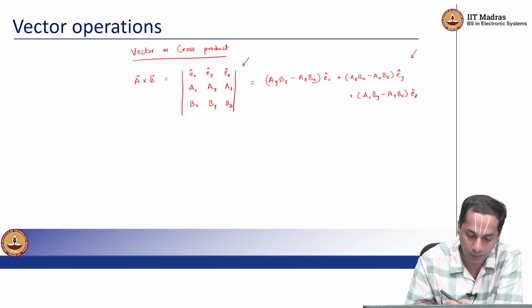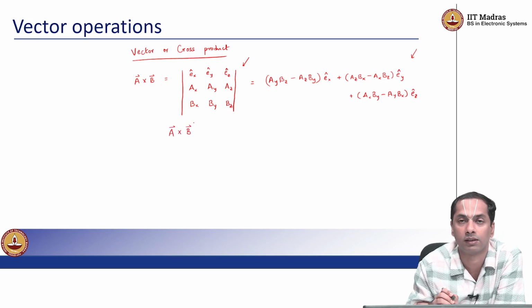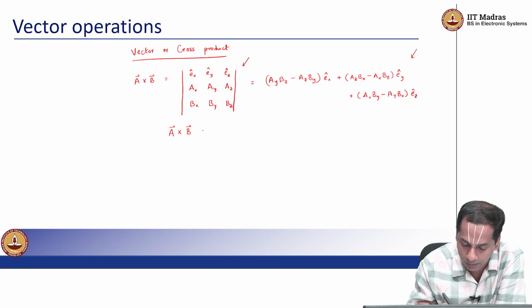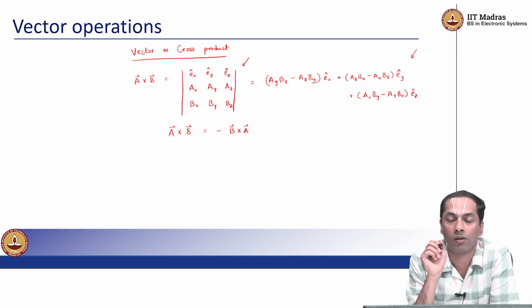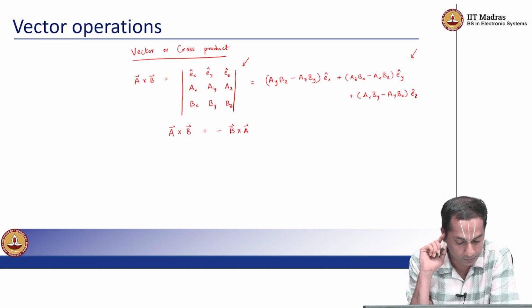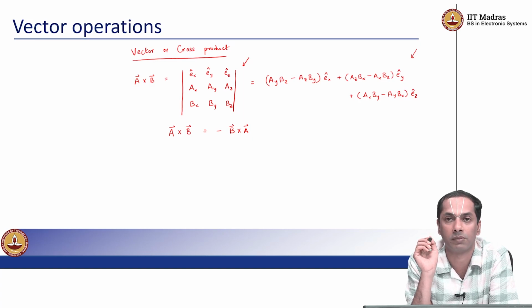All right, some properties of the vector product. If I were to exchange the locations of b and a in this cross product expression, we actually find that the magnitude of the vector stays the same, but the direction is the opposite direction. So you can say that A cross B is minus B cross A.